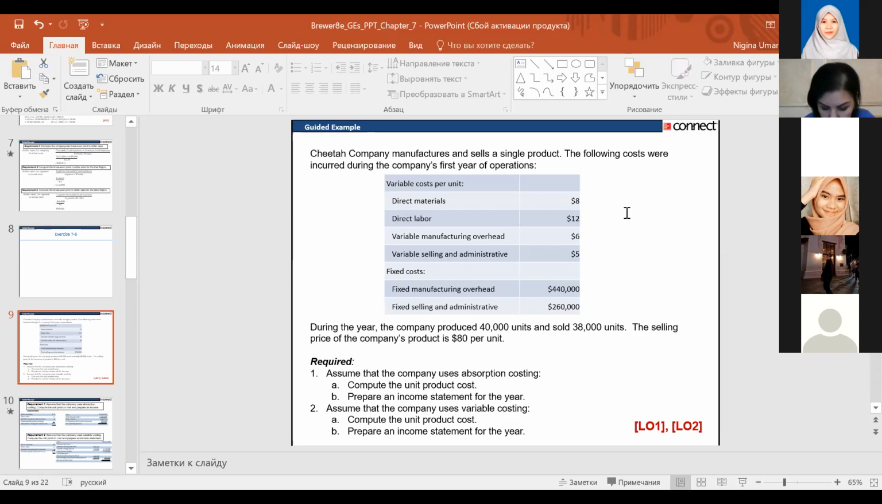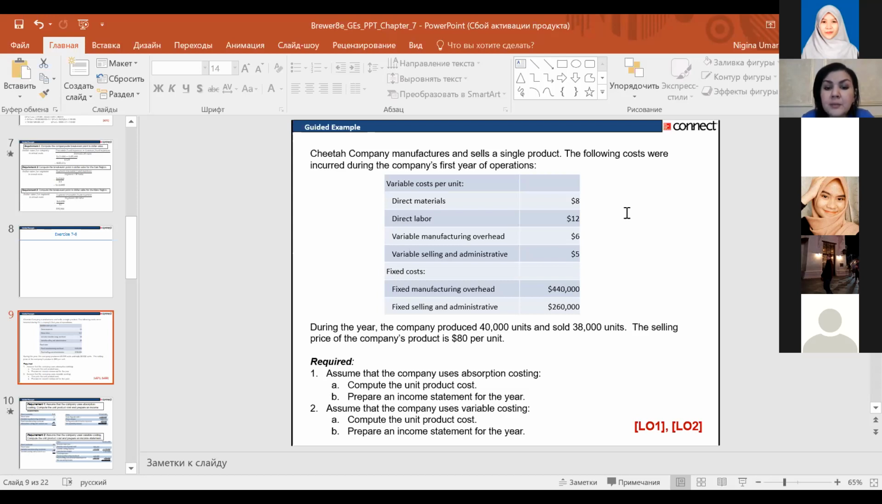Yes, plus $6 variable manufacturing overhead, right? We don't include fixed, only variable. And we don't include variable selling and administrative. These are not product cost. So we just include direct material, direct labor, and variable manufacturing overhead. And the total amount is, what is the unit product cost? 26. Very good.